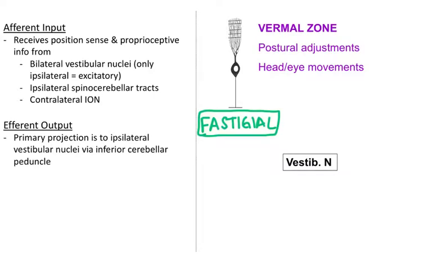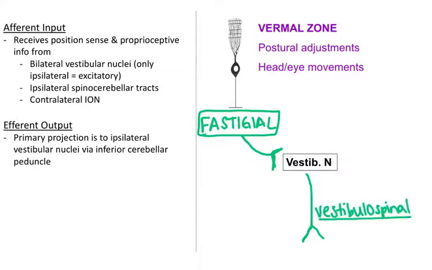Then the fastigial nuclei are going to project to the ipsilateral vestibular nuclei to excite them, which will obviously give rise to the vestibulospinal tract within the spinal cord. Additionally, you should know that these excitatory fibers that are coming from the fastigial nuclei are going to leave the cerebellum via the inferior cerebellar peduncle.